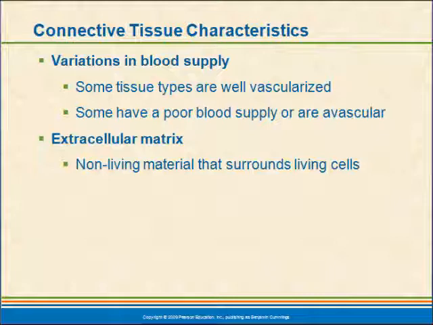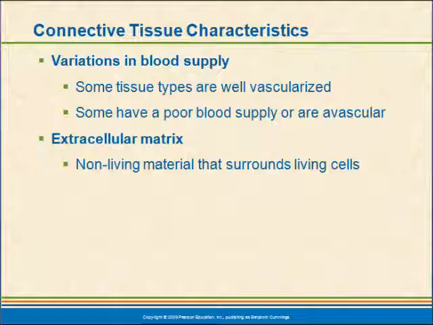Epithelial tissues, as we mentioned before, don't have a blood supply going directly to them. In fact, they get their blood supply and their nutrients from the connective tissues below. Connective tissues have a wide variation in blood supply, and some types are well vascularized. That is, they've got lots of blood vessels. There are some that have poor blood supply. There are some that are avascular, which is to say they don't have a blood supply. And examples of that are the cartilages.